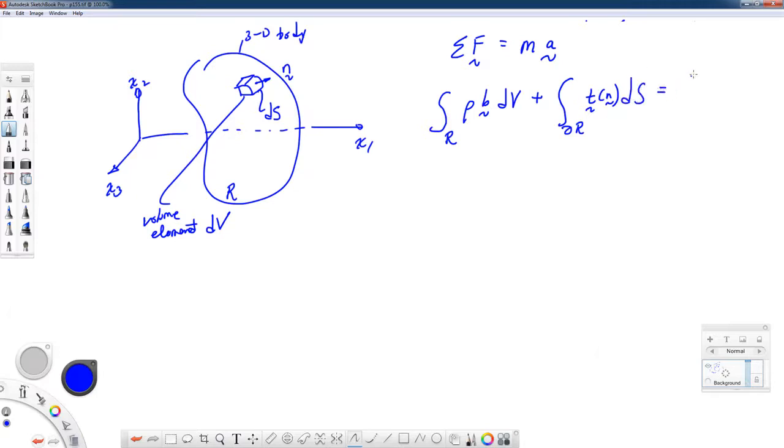And then on the other side we have the ma term. If we integrate over the three-dimensional body the density times the acceleration times dV, then we have everything on the right-hand side. So these are volume integrals, and this one is a surface integral. This is often called the balance of linear momentum.